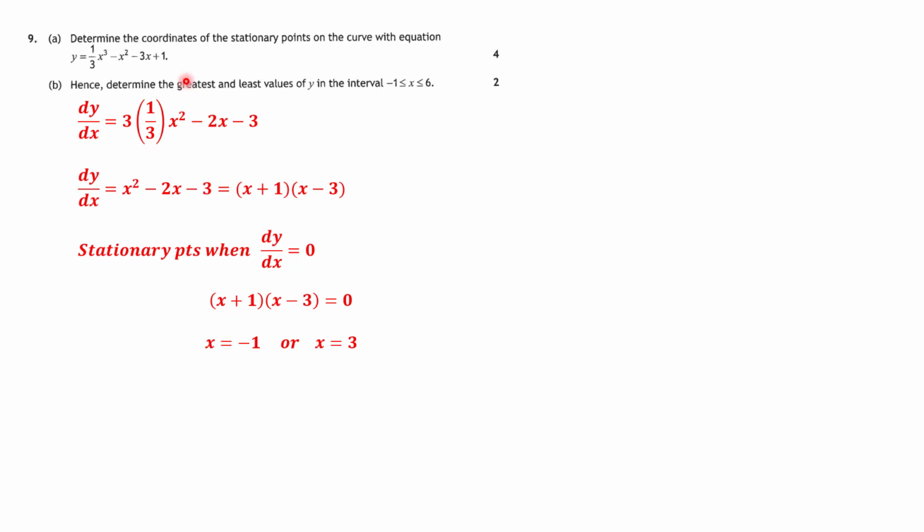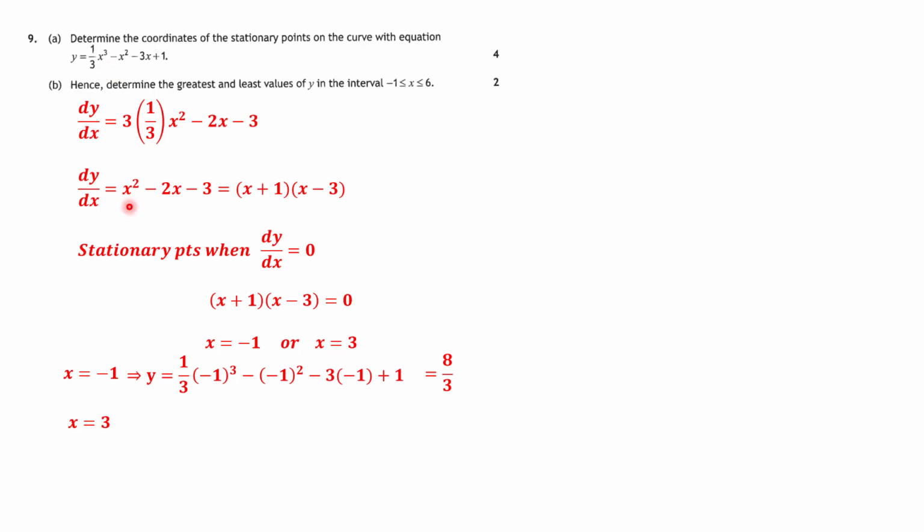Now we want to find the coordinates. This is only one coordinate, so we're going to have to take it back to the original equation here to find the y coordinates. So x equals minus 1 will give us y equals 1/3 of minus 1 cubed, take away minus 1 squared, take away 3 times minus 1 plus 1. And when you use a calculator or work it out anyway, you're going to get a value of 8 over 3.